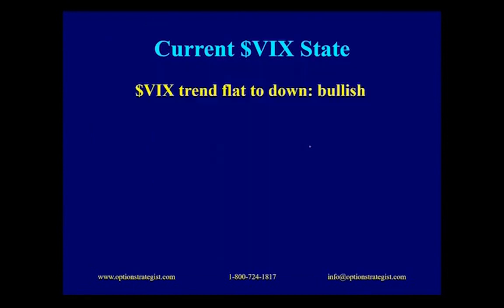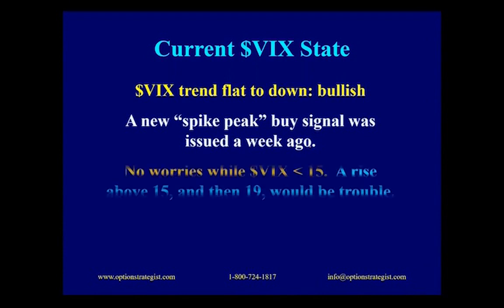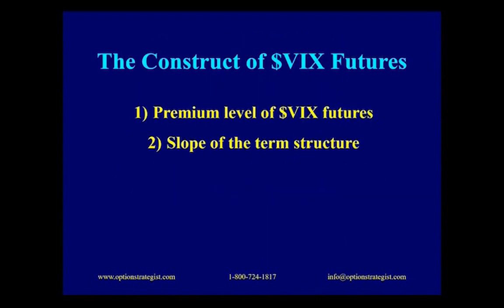Now, the current state of the VIX is this. The VIX is flat, below 15, kind of just trending sideways, so that's bullish for the market. It gave that new spike peak buy signal a week ago, and so as long as it's below 15, not a problem. So all that's bullish for the market.